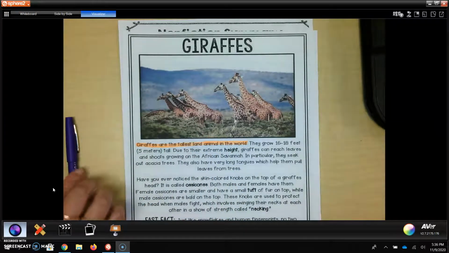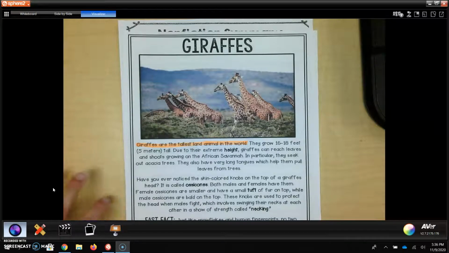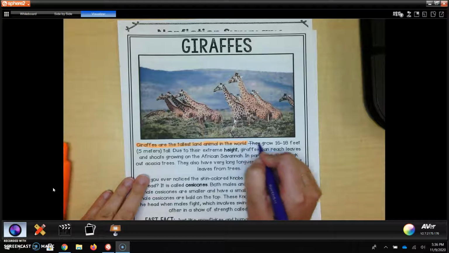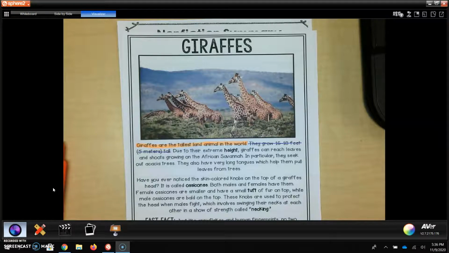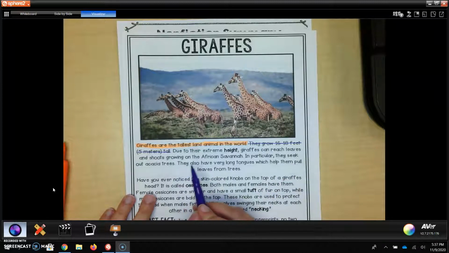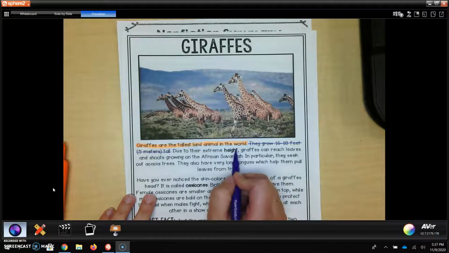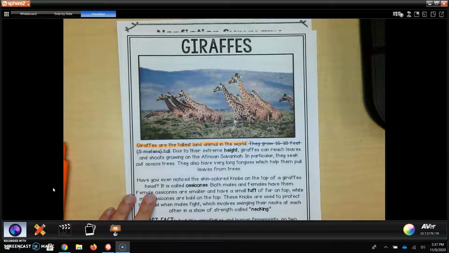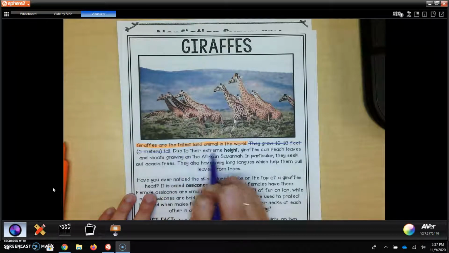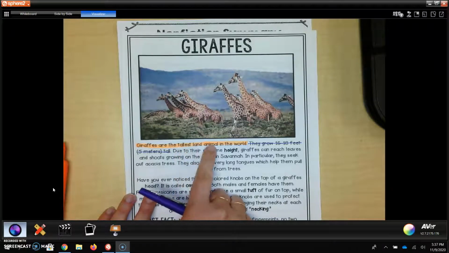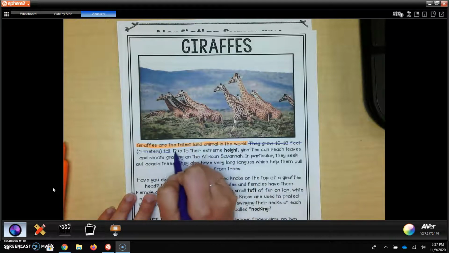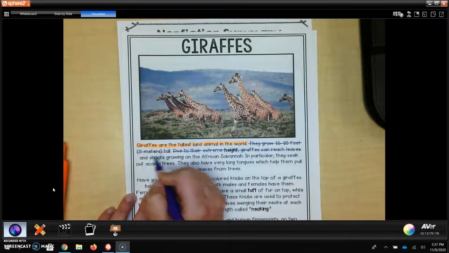They grow 16 to 18 feet, 5 meters tall. Not a major fact, not a super key detail. That's just extra information explaining how tall they grow, or how tall they get. Due to their extreme height, giraffes can reach leaves and shoots growing on the African savanna. Once again, I know we see a bolded word, but not every time are bolded words going to be major details. So that's just telling us due to their extreme height. We already talked about their extreme height. We already pulled out a key detail. They're the tallest land animal in the world. I think that pretty much covers that they have an extreme height, so we don't need to repeat ourselves again.